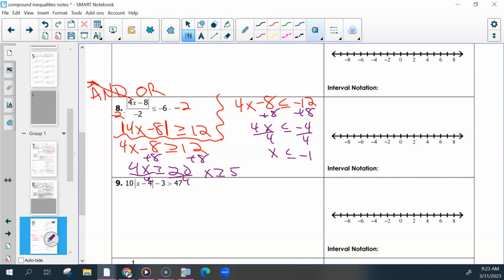So I could draw those. X is less than or equal to -1, closed to the left. X is greater than or equal to 5, closed to the right. It is the or, like it said. So this starts at -infinity, it goes to -1, square bracket, or starts at 5, goes to infinity. I would also rewrite this on the document.